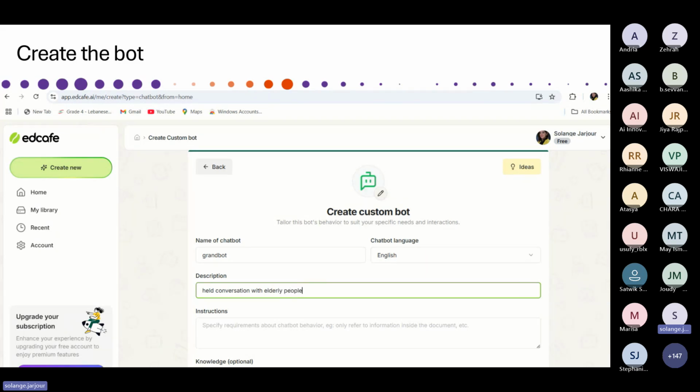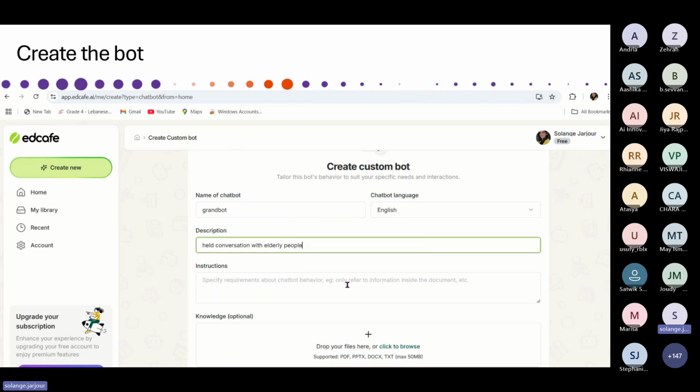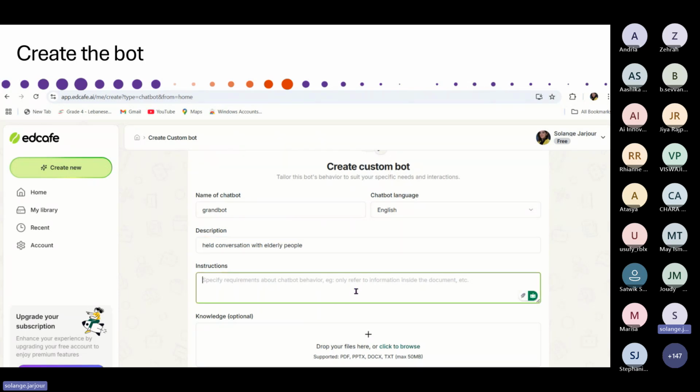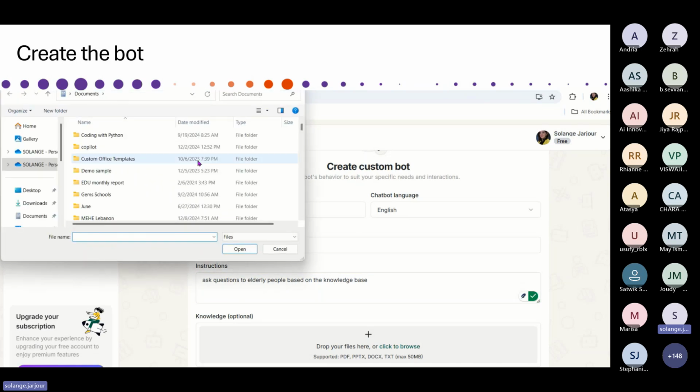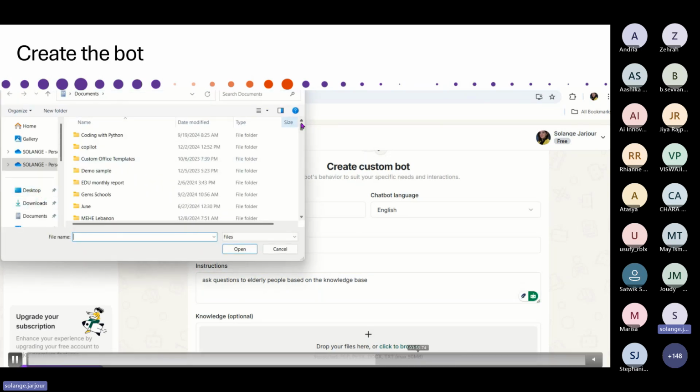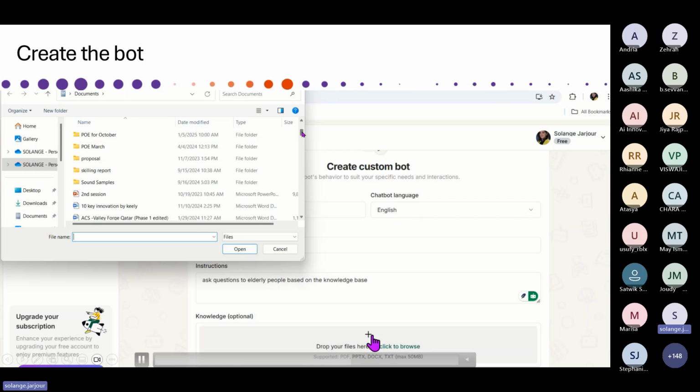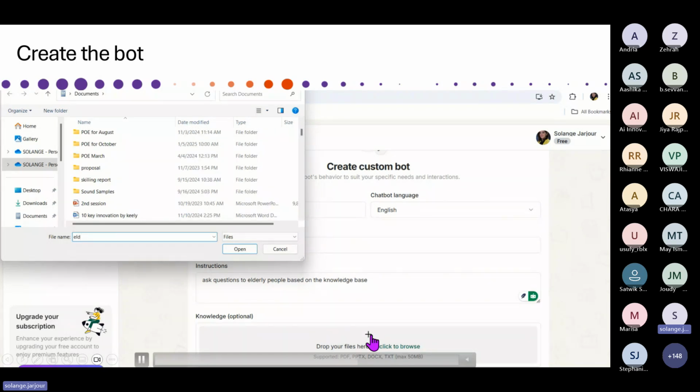So here I'm explaining that you are expected to have a conversation with elderly people. It's up to you, up to your problem. In the instructions, I'm telling it to ask questions, for example, to elderly people, and maybe use the knowledge information. And this is where I will upload the knowledge information. Knowledge information is where I'm collecting all the information in a Word document, as you will see here, and I will upload it. You can have it as a document, PowerPoint, text, whatever, or even a PDF.